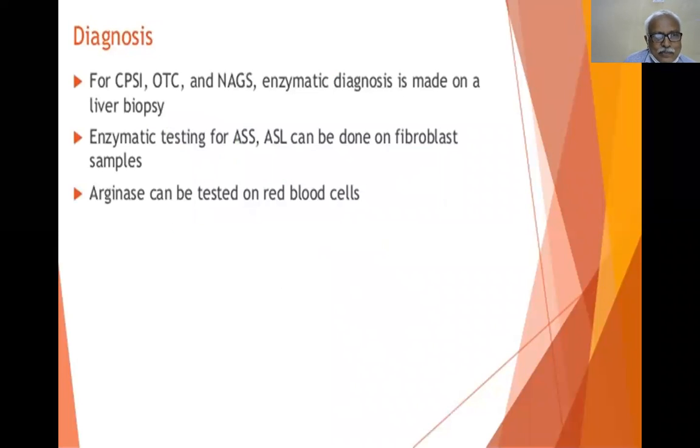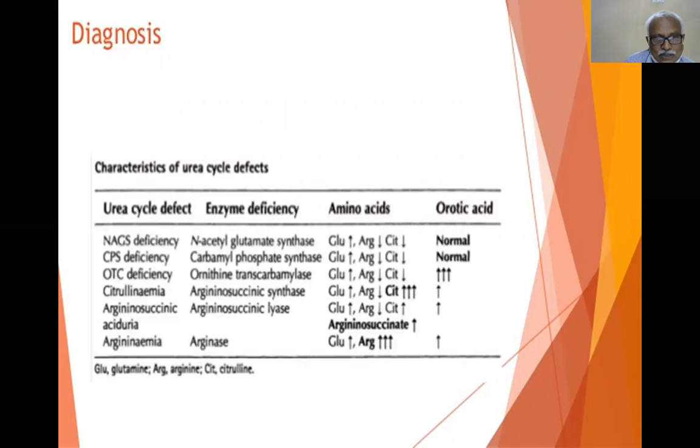So diagnosis for CPS1, OTC and NAGS, enzymatic diagnosis is made on liver biopsy. Enzymatic testing for ASS and ASL can be done on fibroblast samples. Arginase can be tested on red blood cells. You have to remember which test is done on what, that is why I have given this. So this is the most important one.